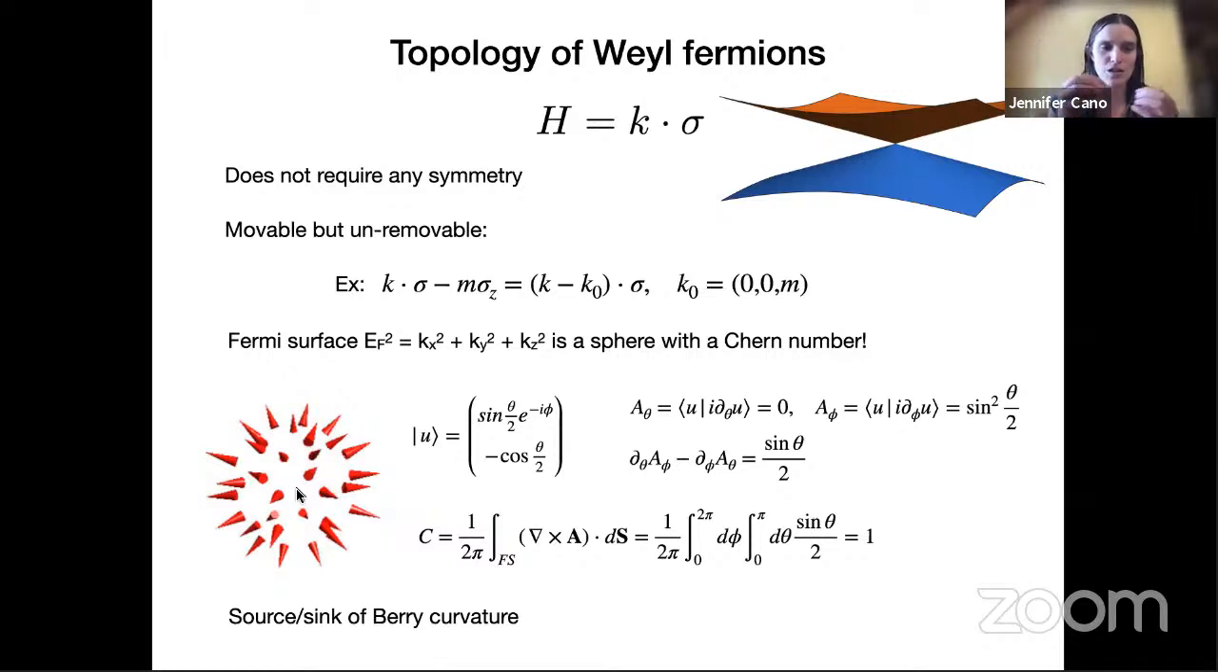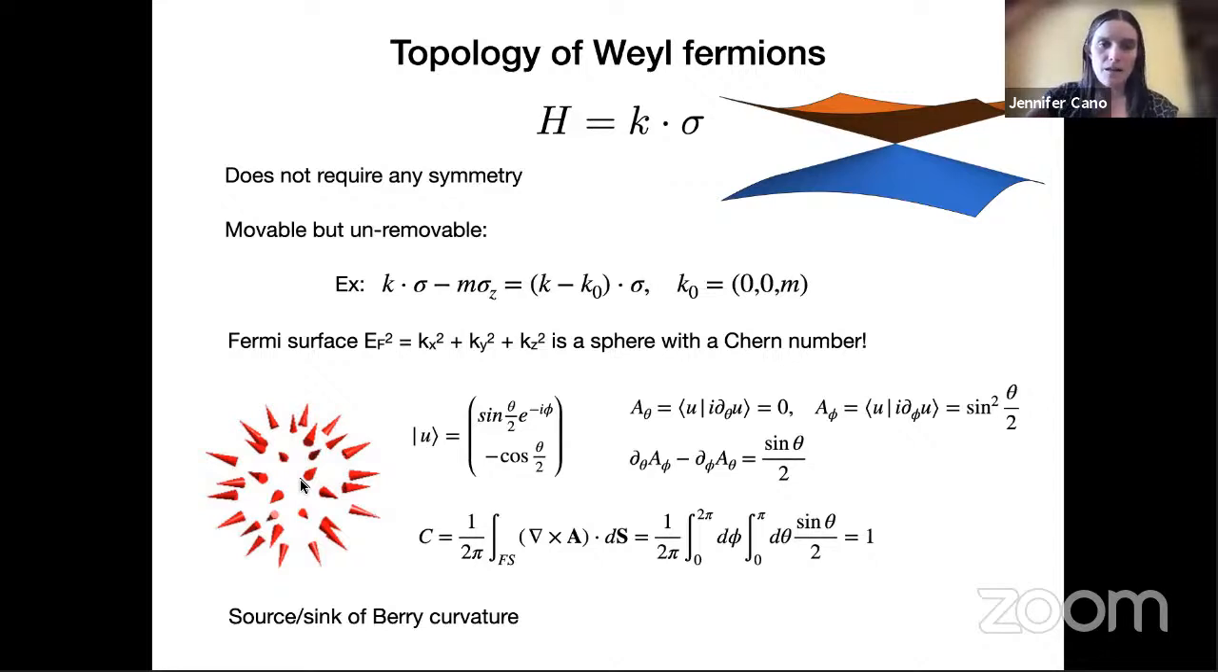But now if we try to shrink this sphere, so this is the sphere that I'm thinking of, somewhere something pathological has to happen, because this Berry curvature is everywhere pointing outwards. But which way should it point when we get to the origin? The only way to resolve this pathology is to have a gapless point in the middle. So if you have any source or sink of Berry curvature, there has to be a gapless point in the middle. And that's exactly what the Weyl fermion is.